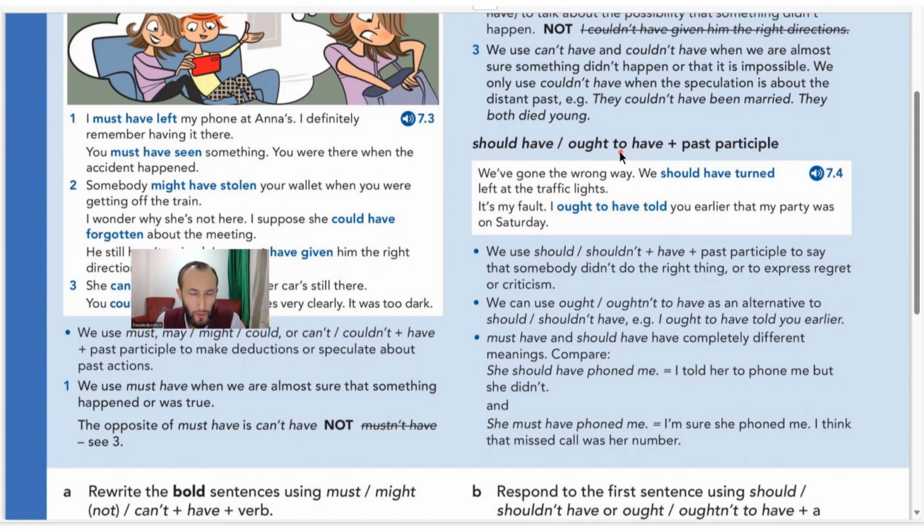Negative: shouldn't and ought not to. We've gone the wrong way. We should have turned left at the traffic lights. It's too late now. It's my fault. I ought to have told you earlier that my party was on Saturday. I didn't tell you, and now I'm kind of regretting it.